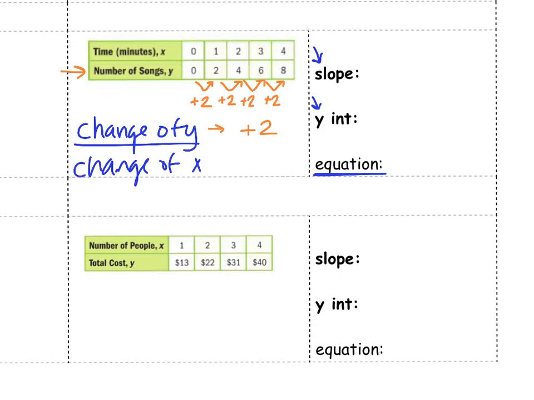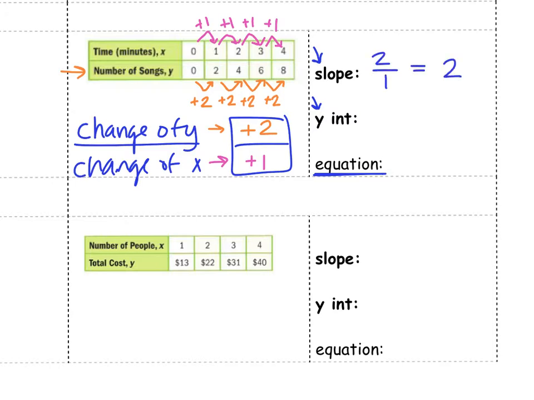We then want to do the same for the change of our x values. And we want to show that same process of our thoughts. 0 to 1, add 1. 1 to 2, add 1. 2 to 3, add 1. 3 to 4, add 1. In every case, our change of x's was adding 1. And so now, we just found our slope. Positive 2 over positive 1, 2 over 1, or 2.